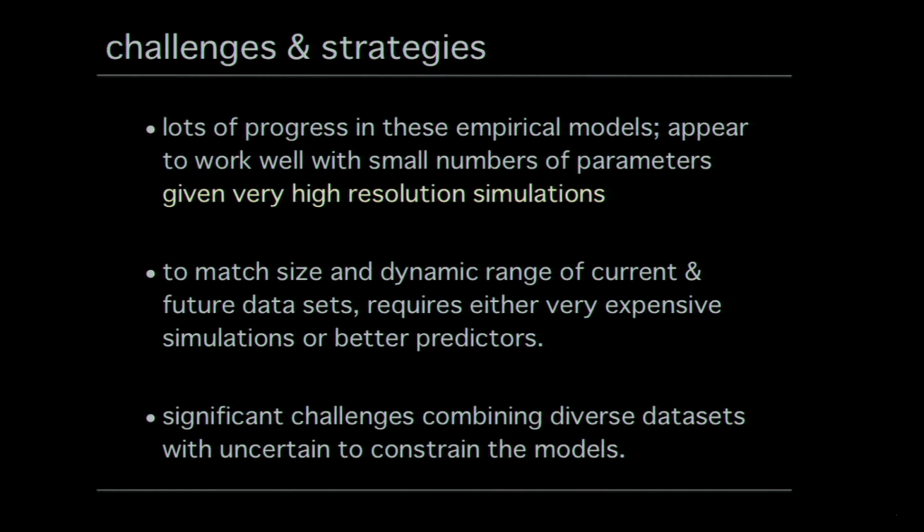So again, lots of progress in these empirical models, but they only go as far as they do. They're not really explaining the galaxy properties. And these simple empirical models require very high resolution simulations. If you have lower resolution simulations, I think the models are still much more complex. So in order to do this, we need either very expensive simulations or better predictors. I also think there are significant challenges in actually using all of the data that we have, in particular in combining diverse data sets with different levels of uncertainty to constrain the models.